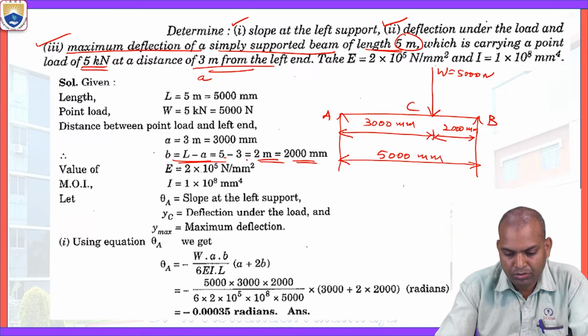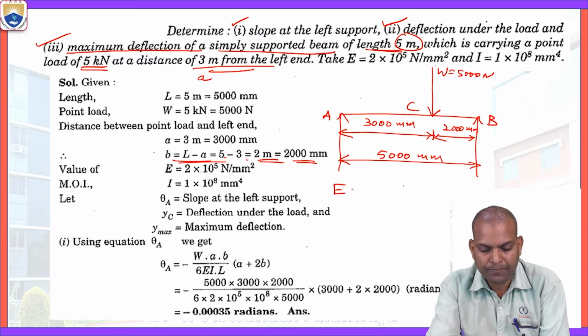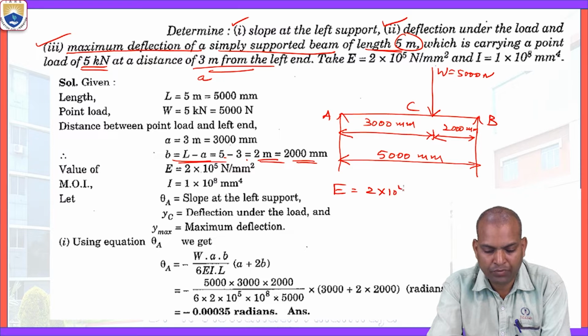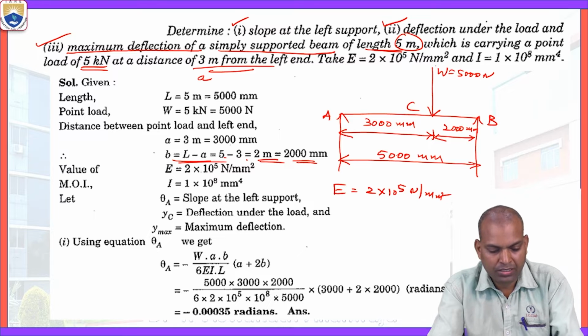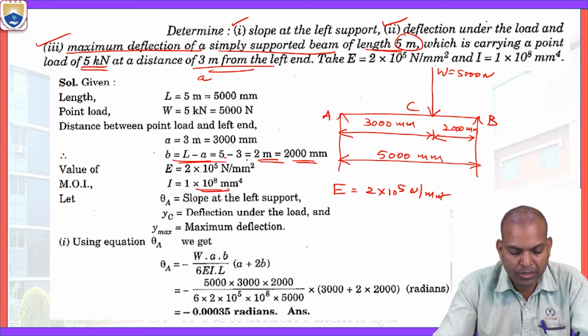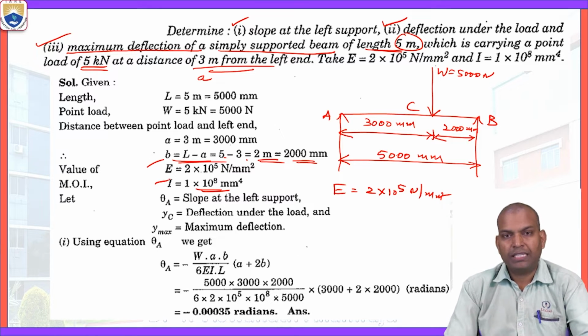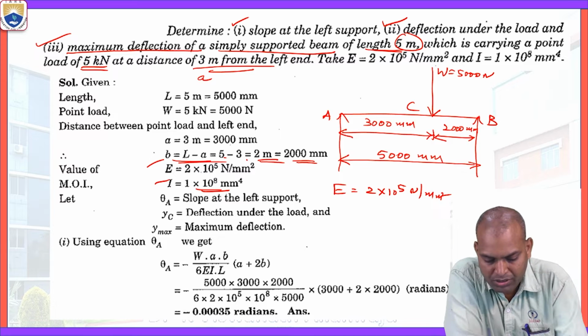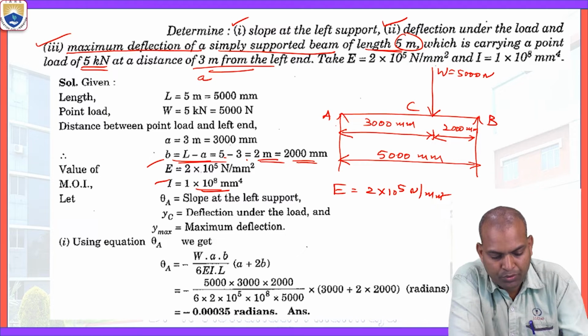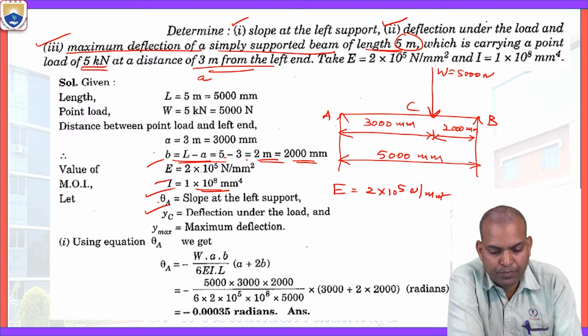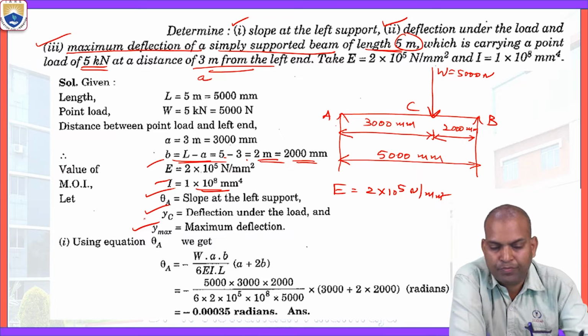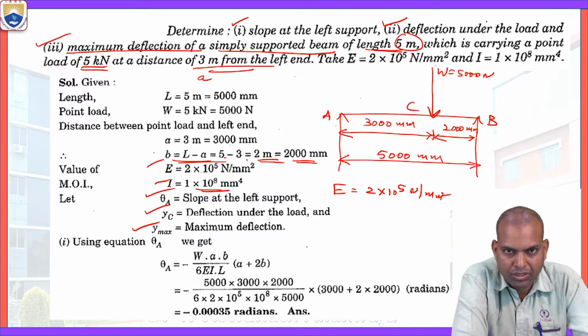So what do we need to determine? We know the material properties. The modulus of elasticity is 2 into 10 power 5 Newton per square millimeter, and the moment of inertia, that is second moment of area, is 1 into 10 power 8 millimeter power 4. We want theta A, that is the slope at the left support, and the deflection under the load, that is the point C, Y C. Also the maximum deflection of the simply supported beam of length 5 meters. These are the three objectives we have to calculate.